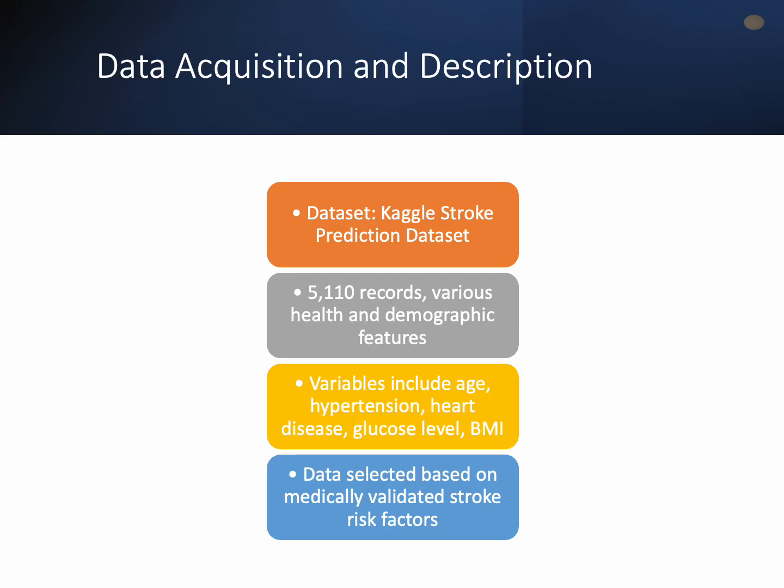The dataset used in this study came from Kaggle's stroke prediction dataset, comprising over 5,000 records and many key variables including age, gender, BMI, hypertension, smoking habits, and glucose levels. These features were selected because they align with well-established medical literature on stroke risk factors.